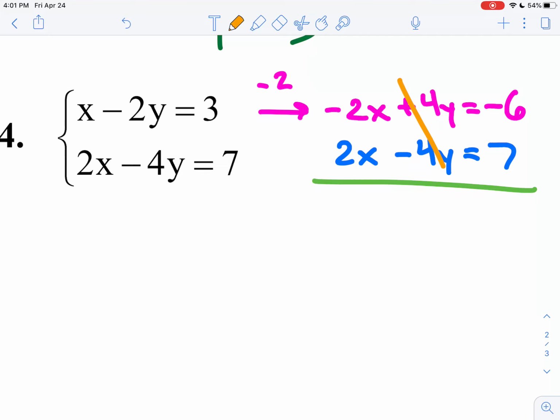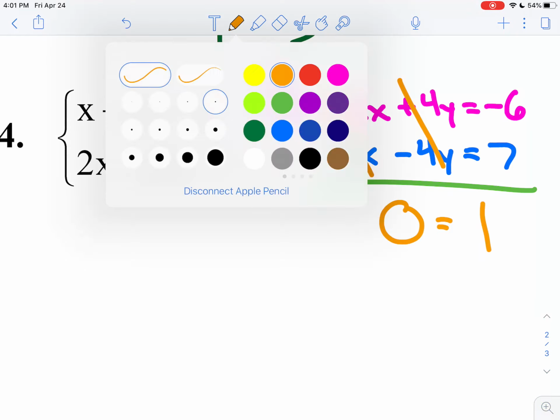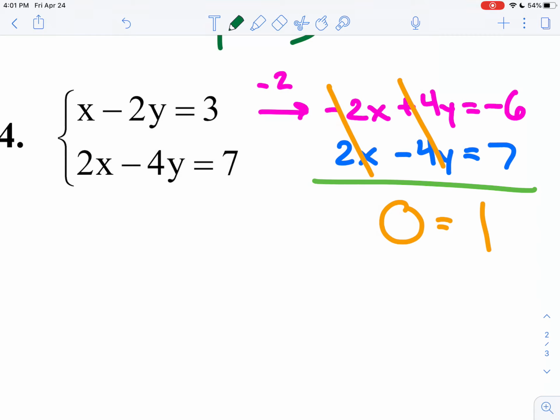eliminate those. Uh-oh, what happened on the x's? They're gone too. So now I have nothing on the left side, but when I add my right side, negative 6 plus 7 is 1, it says 0 equals 1. That is not true. So no matter what x value or y value you choose, you will not find a solution.